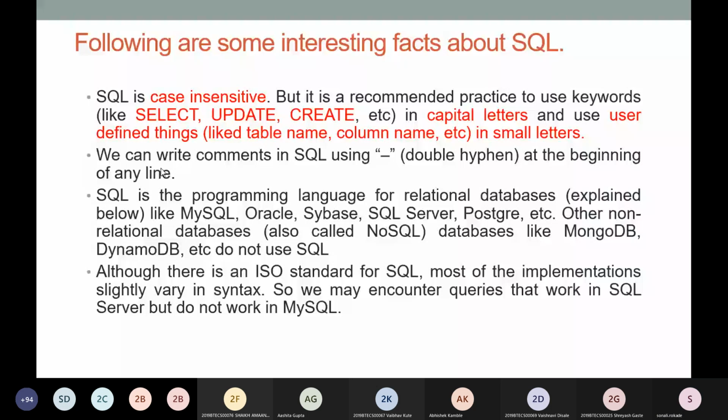And you have to use user defined things like table names, column names, etc. in small letter. So we can write a comment in SQL using a double hyphen at the beginning of the line. And SQL is a programming language for relational databases. Already we have seen that. And one of the most important parts when you write this structured query language is that in Oracle, MySQL or SQL Server, some of the syntax or structure will vary a little bit.